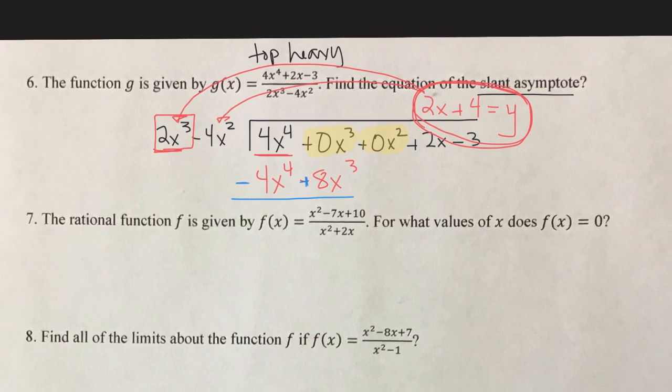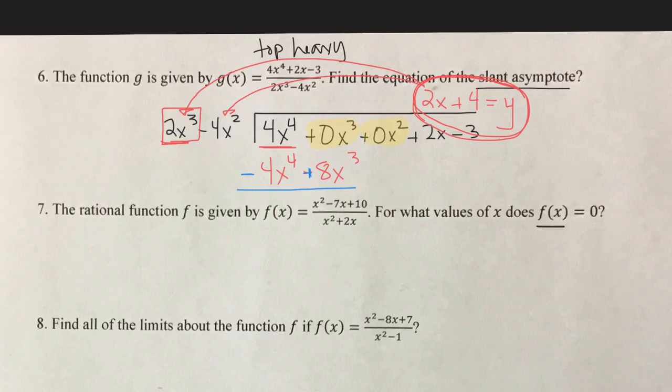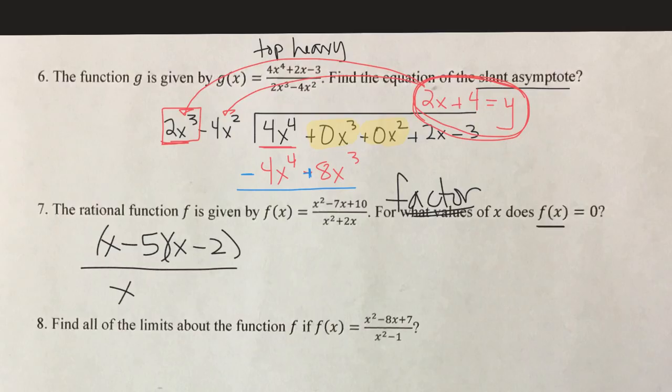The next question says, for what values does the y equal 0? Number one, anytime we have a rational function, we need to factor it. So the top factors to x minus 5 and x minus 2. And the bottom factors to x and x plus 2. This is a common factor, not a quadratic factor. And we look and see that, in fact, nothing cancels out. Because if something cancels, that's not part of your solution.